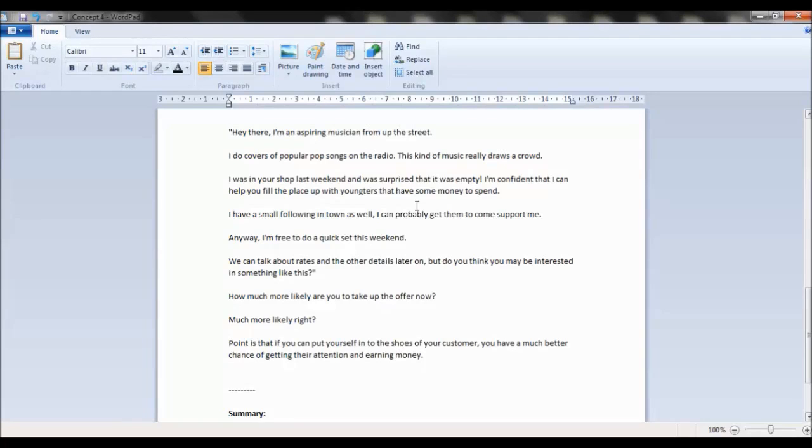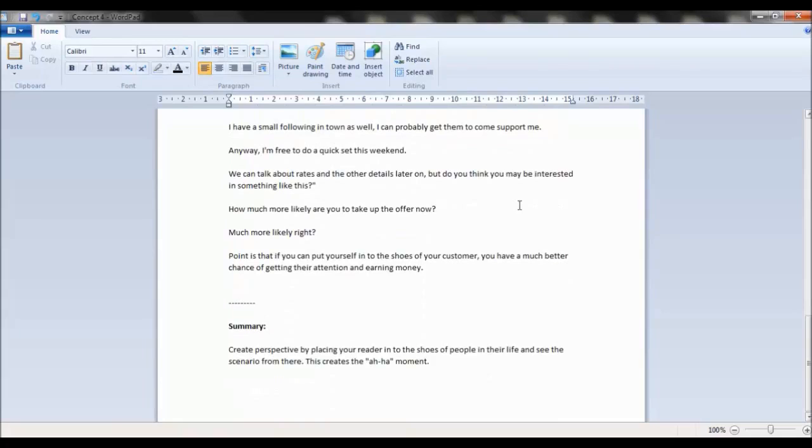So this is interesting because I'm talking about a concept about placing yourself into the shoes of your customer. So a concept about creating perspective. So the summary here is that you want to create perspective by placing your reader into the shoes of other people, people that are important in their life, and see the scenario from there.